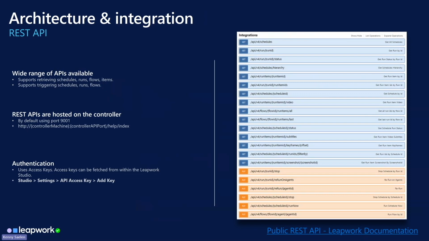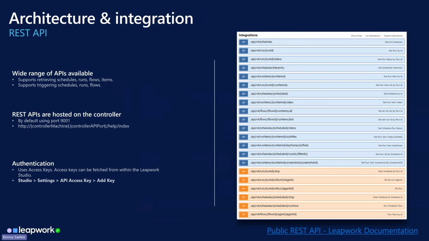And there's also some commands we can use to start, stop, and rerun on agents, so you can control the flow of a test execution through this API. The REST API is hosted on the controller, as we could see in previous parts. By default, it's using port 9001. This is configurable when you install the controller.